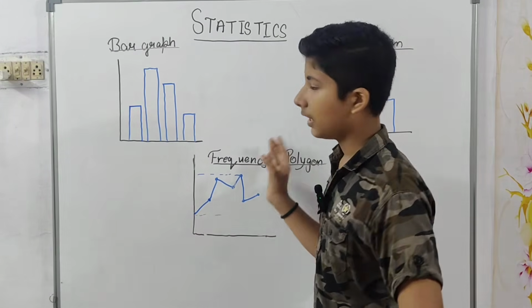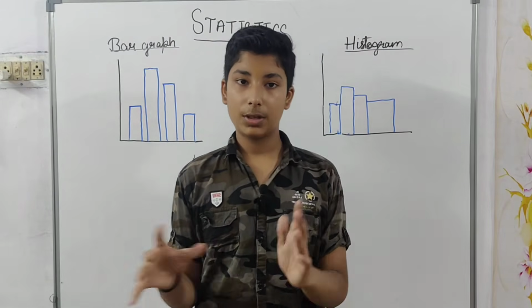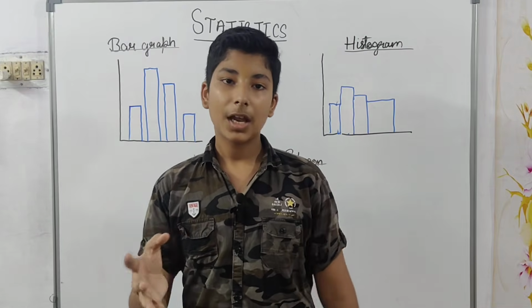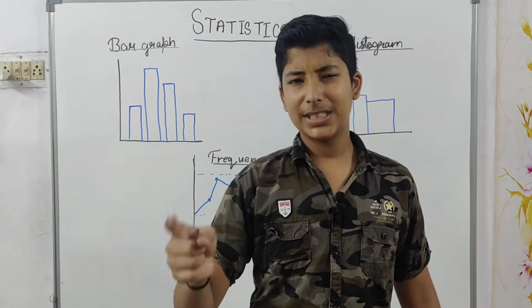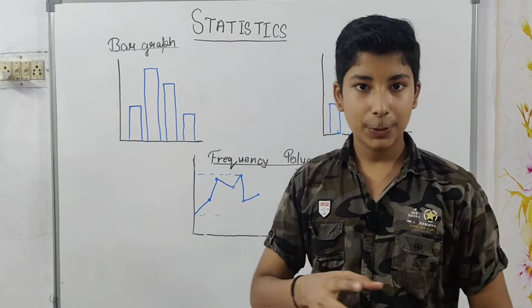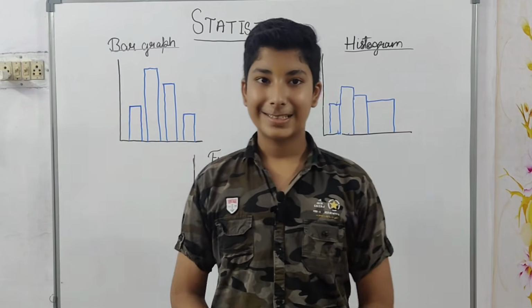Now we have done all the three types of data representation, and the four important terms: mean, mode, median, and range. Now we will meet each other in the next video, in which I will start my exercise 11.3. I mean 12.1, by mistake, because it was the last exercise of the last chapter.